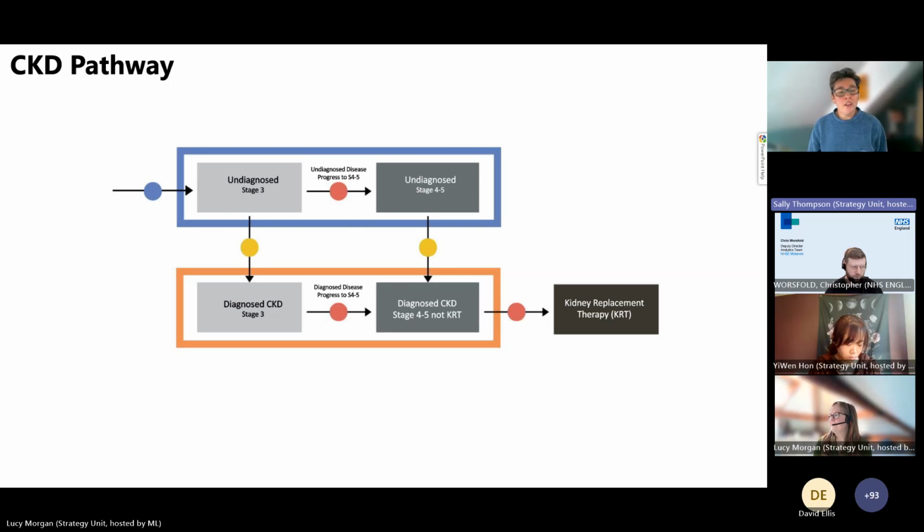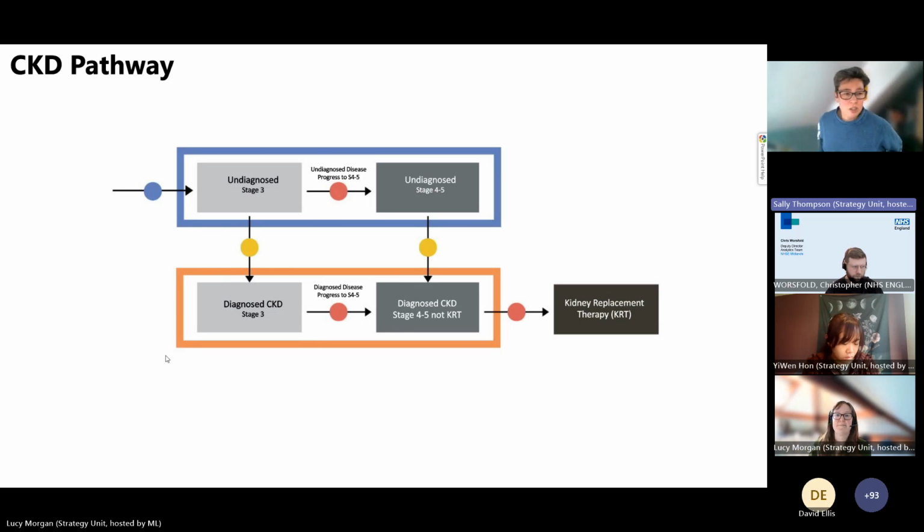So within the pathway, chronic kidney disease is a staged disease, and stage 1 and 2, and also 3 to some extent, are often symptomless. So there's people sitting out there in the population not knowing that they have it. So we started modelling this from stage 3.